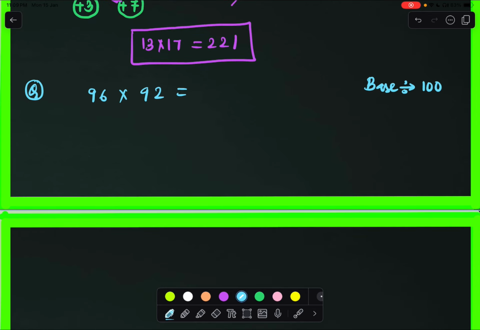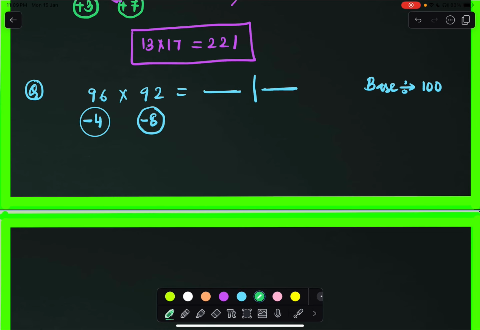Now 96 is how much less than 100? 4 less only. That less part we can denote with the negative sign. Minus 4 we are writing below that number inside the circle. And 92 is how much less than 100? 8 less only. This less value I am denoting with a negative sign. And this product also contains two parts only.